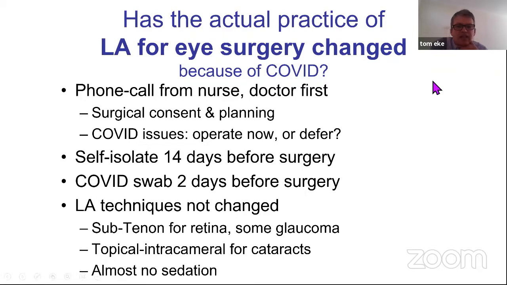Our local anesthetic techniques haven't actually changed. We're continuing to do subtenon for retina. Subtenon can, of course, be topped up by the surgeon if it's a long operation. And it seems that with the povidone iodine first, that should be a low-risk procedure. Plus, of course, most of us in the UK have become de-skilled with our needle blocks. And we continue to use almost no sedation. And as others have said, general anesthesia is preferably avoided because of the aerosol generation and the cleaning and all those things. So that's the situation in the UK this week.